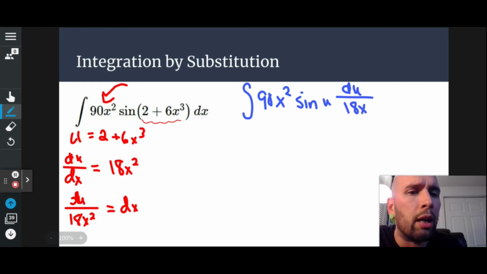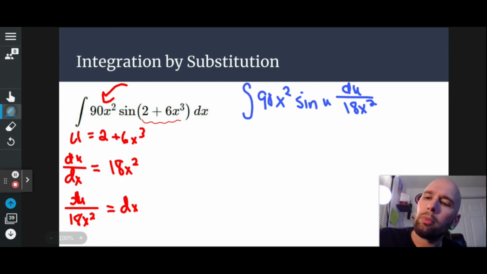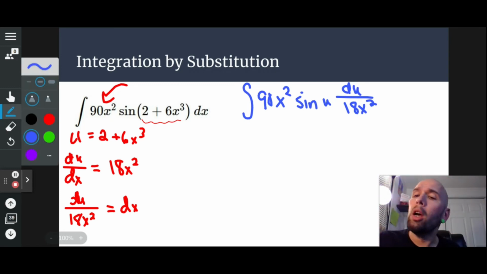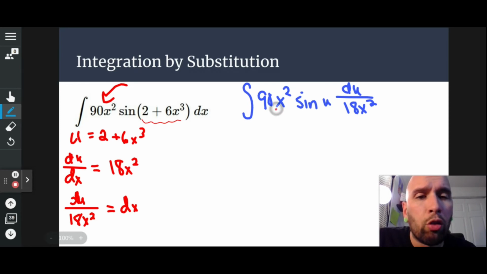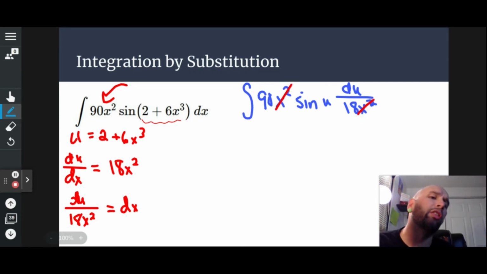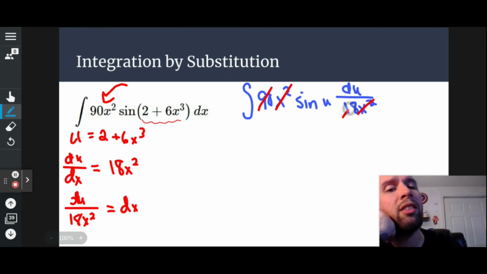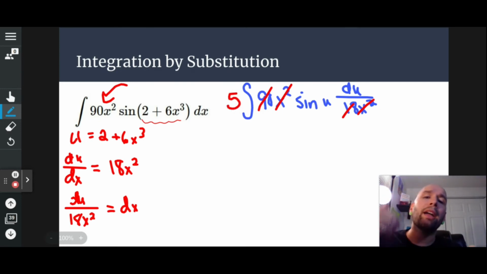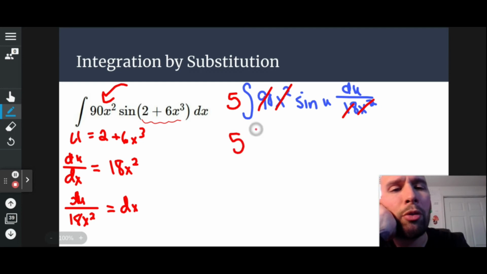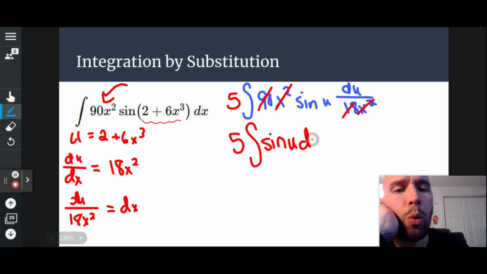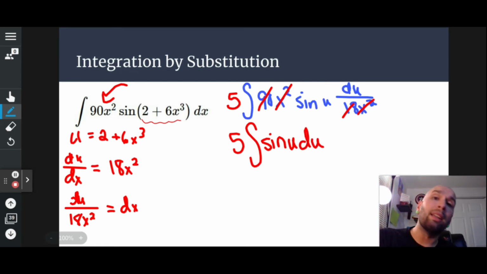Now, if I do this right, and usually you do, you should see all the x values cross out. I have an x squared up here and an x squared down there. They cross out. What also simplifies is the 90 up here and the 18 down there, which simplifies into a 5, which I'll bring out front. Now I have 5 times the integral of sine u du. That is an integral that I can take based off of the basic integrals that I showed you a few slides ago.